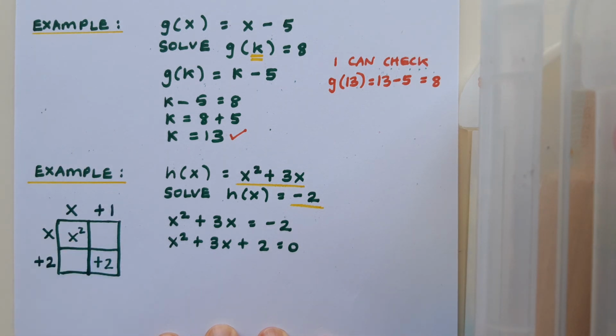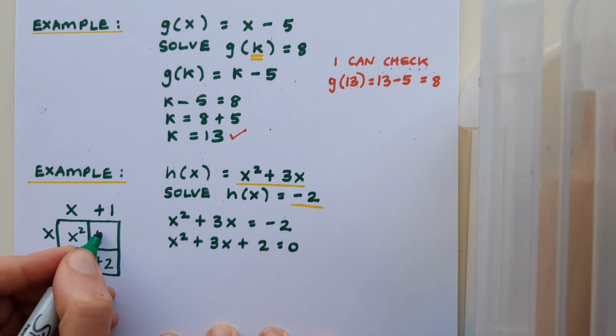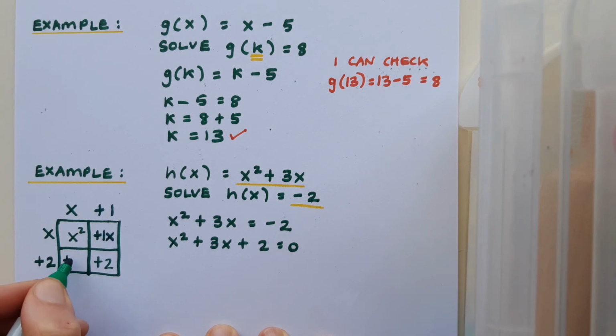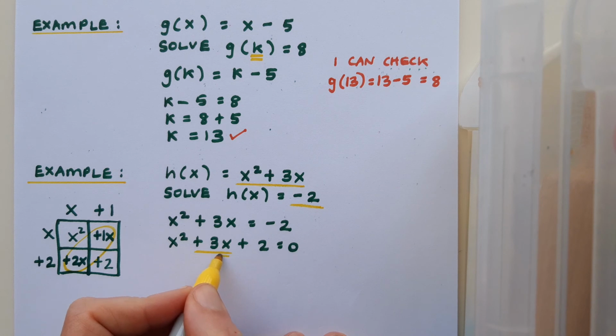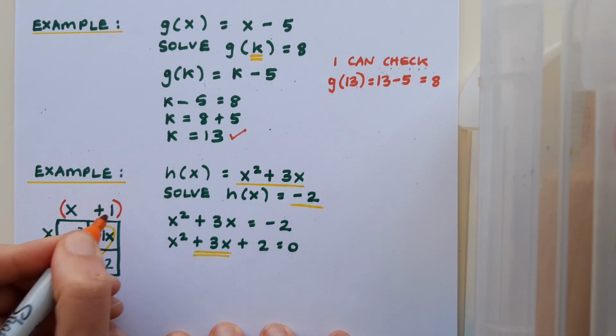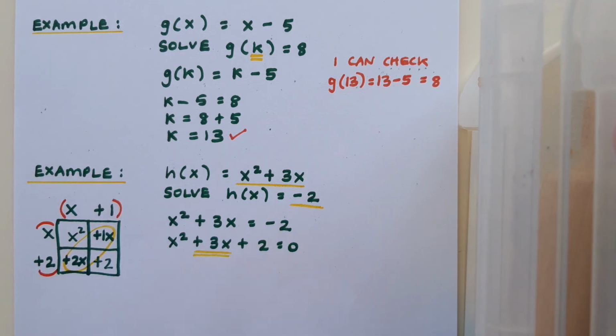Now I can fill in these boxes in the array. Plus 1x, plus 2x, and I'd like to have a look at those terms on the diagonal. Plus 1x and plus 2x, when I add them together, they give me the plus 3x from my quadratic. So I have factorized my quadratic correctly. The factors of my quadratic are x plus 1 by x plus 2. If you normally use the guide number method, please don't go changing now and do that yourself. You should get the same factors.